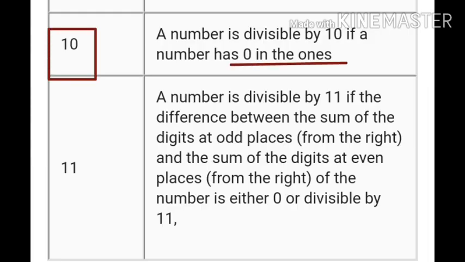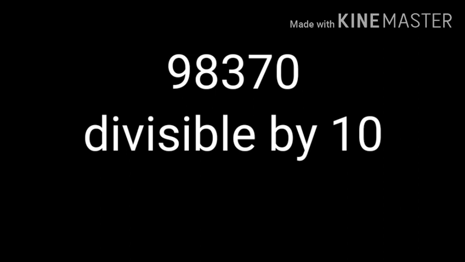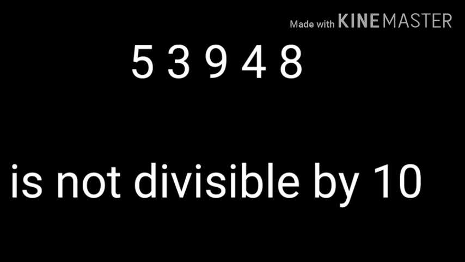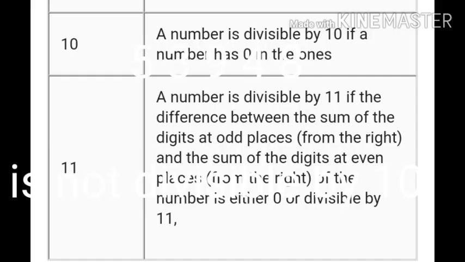Divisibility by 10. A number is divisible by 10 if it has 0 at its ones place. For example, 98,370. 0 is its units place. So, the number is divisible by 10. Another example, 53,948, which is not divisible by 10 because its ones digit is not 0.